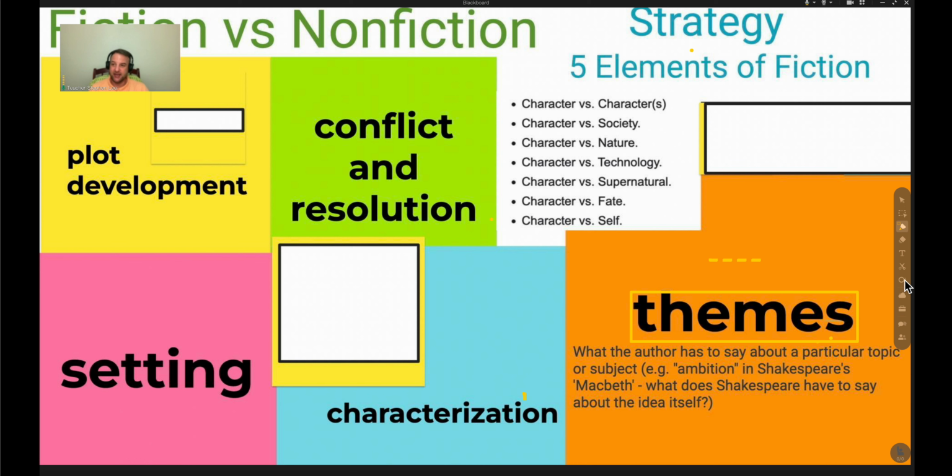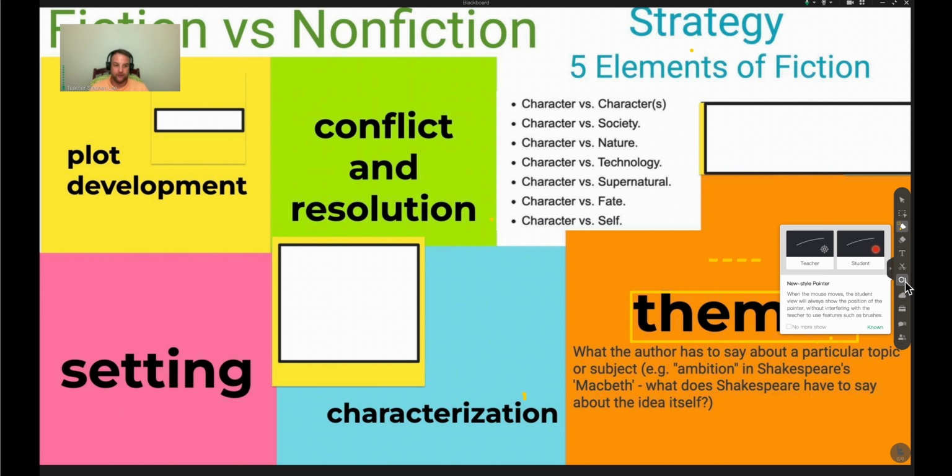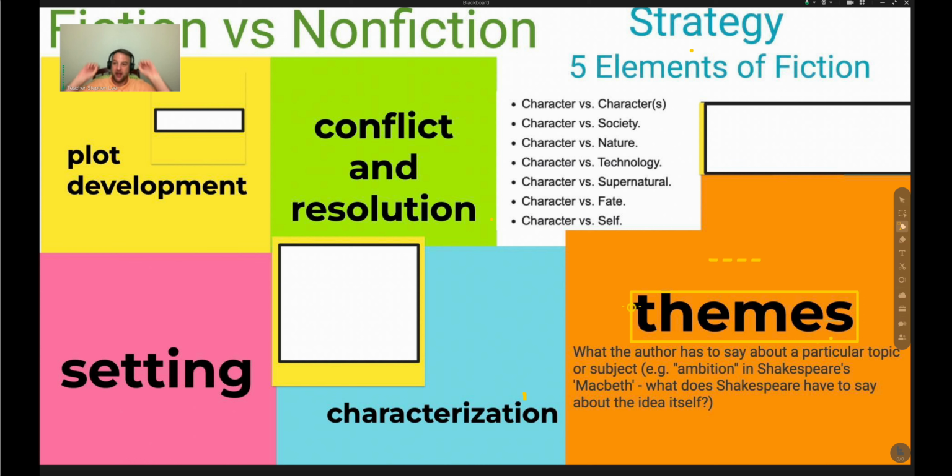That really is what a theme is: understanding what the author is commenting on when they approach a topic or subject, such as ambition. Now, we can think of themes as being more of a macro level. Theme is going to be the big picture. In order to understand that macro level, big picture idea, we have to go in and take a look at each of the individual elements.